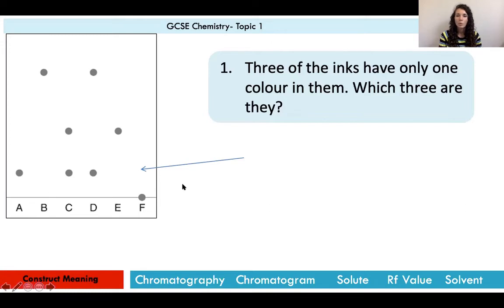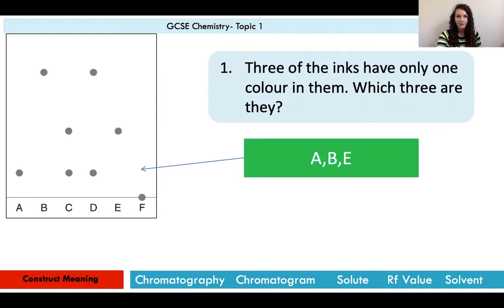Which three have only got one ink colour in them? Okay, so write down your answer, write down your guess. Well done. Okay, so it's A, because A only formed one spot, and B, because here on this B line you can see there's just one spot, and E, you can see that E has got one spot here.